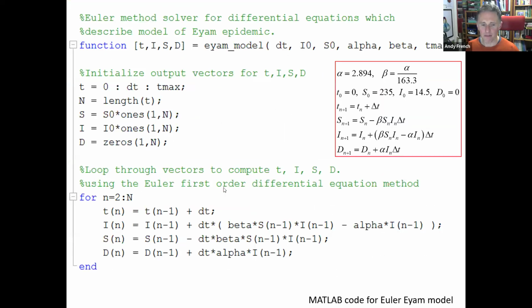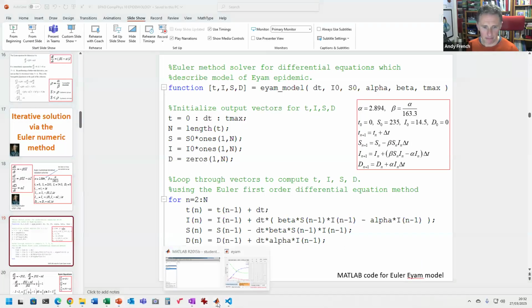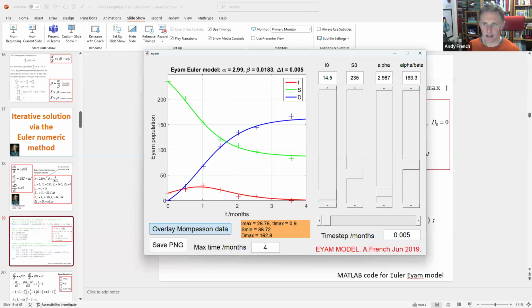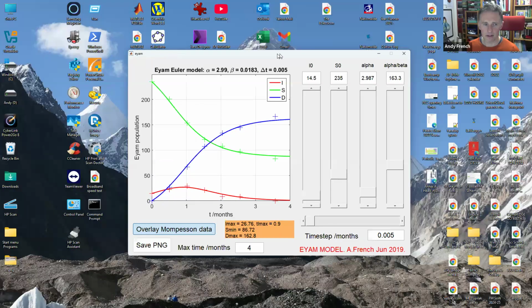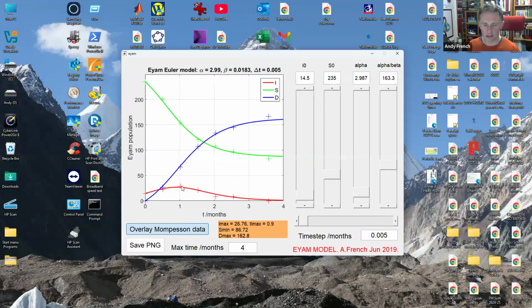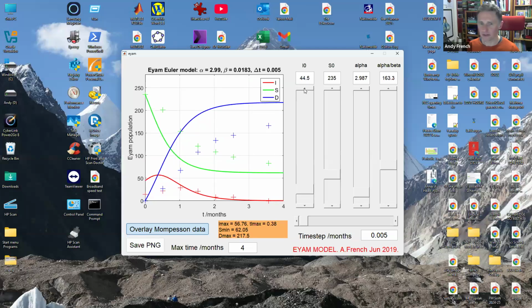So if we were to run that in code, I'll show a little graphic, a little GUI, which I've made that implements this. So if we go out and look into MATLAB, here we go. Hope you can see that. The crosses are actually Montpesson's data. That's what this button does. But what I can do is vary the alpha and beta parameters. I've used my loop to solve this, just to show that something's going on. If I change my initial infectives, I move that up, and you can see the graphs move.